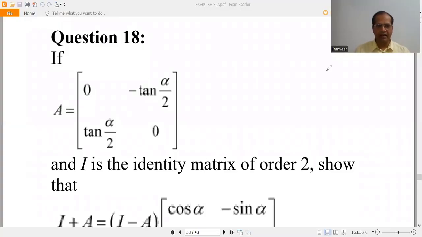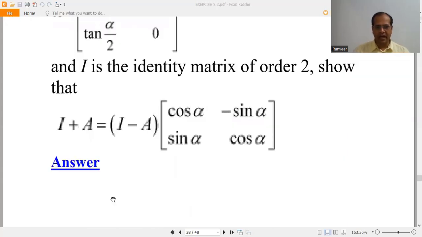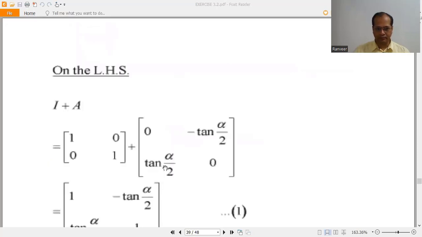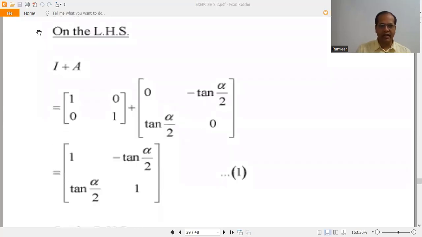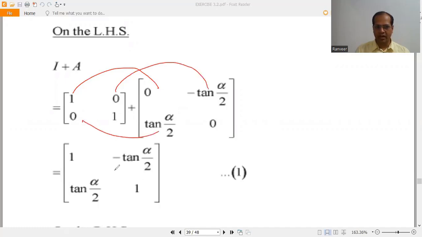If A is 0 minus tan alpha by 2, tan alpha by 2, 0, I is the identity matrix of order 2, then show that I plus A equals I minus A times cos alpha minus sin alpha, sin alpha cos alpha. So first I plus A, I is nothing but the identity matrix 1 0 0 1, A is 0 minus tan alpha by 2, tan alpha by 2, 0. Just we have to add. So 1 plus 0, 0 minus tan alpha by 2, 0, tan alpha by 2, and 1 plus 0. So this is the value.